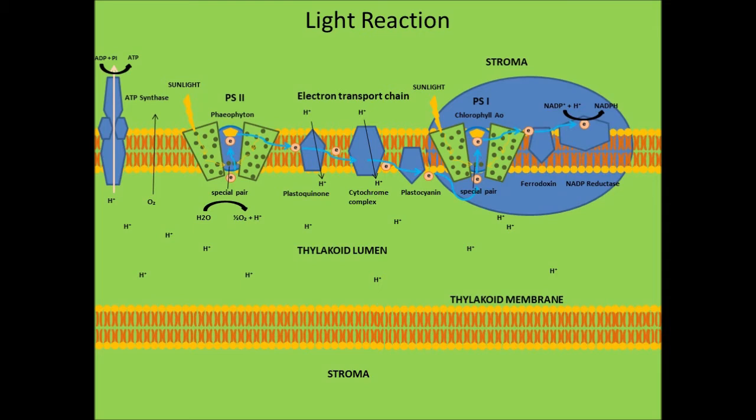In the process of doing this, energy is stored in the bond made between NADP and the hydrogen ion. The NADPH is produced in the stroma and is now made available for the second part of the photosynthesis process, namely the Calvin cycle.